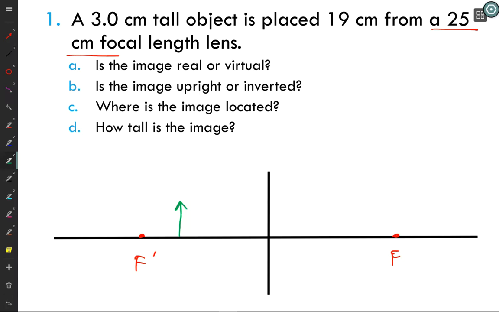The lens itself is convex, right? That determines how the arrow goes. The last one's kind of weird because it goes in the direction of the secondary focal point.